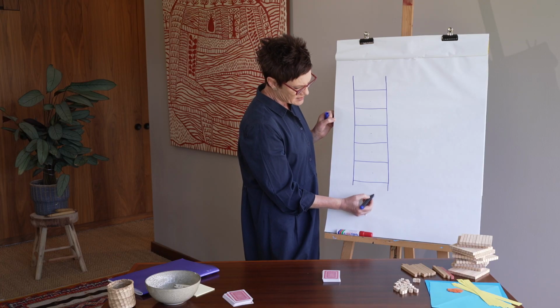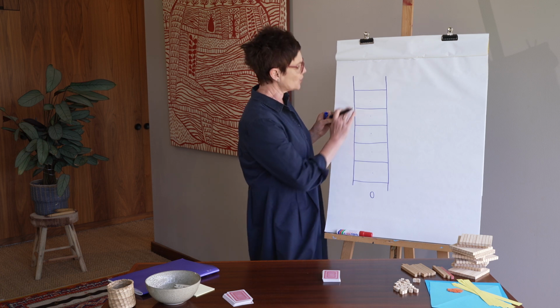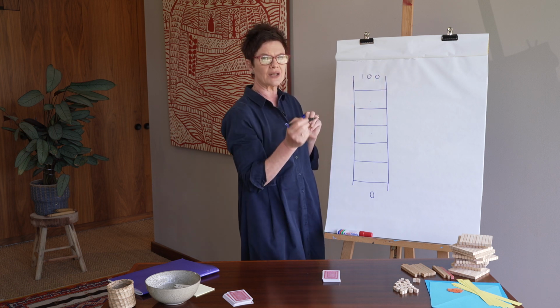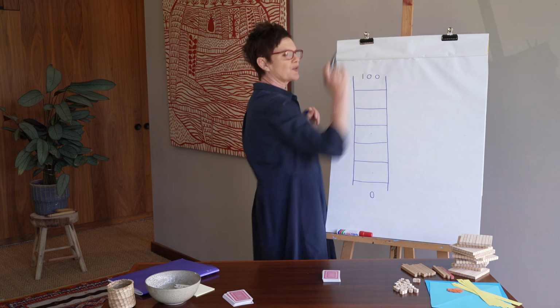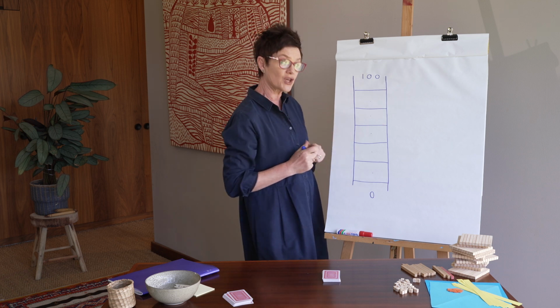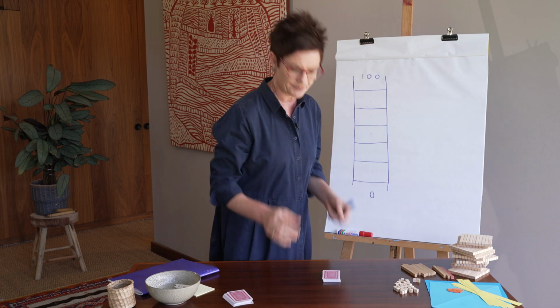Our ladder starts at 0, and we're going to work all the way up to 100. It's a little bit like 100 and bust. We don't want to go further than that today. Okay, and we're going to be working with 2-digit numbers. So let me show you how to play the game.